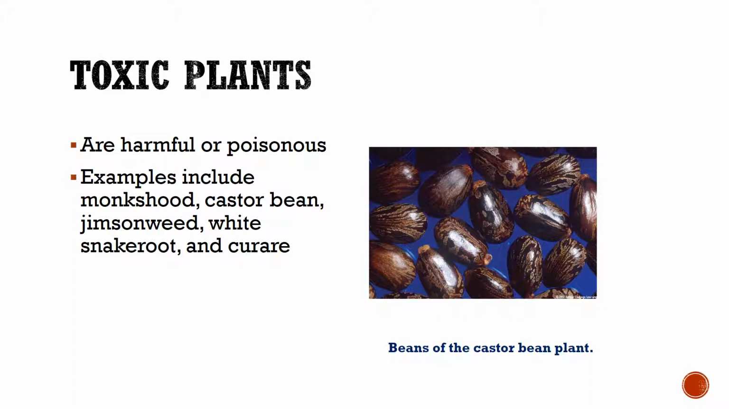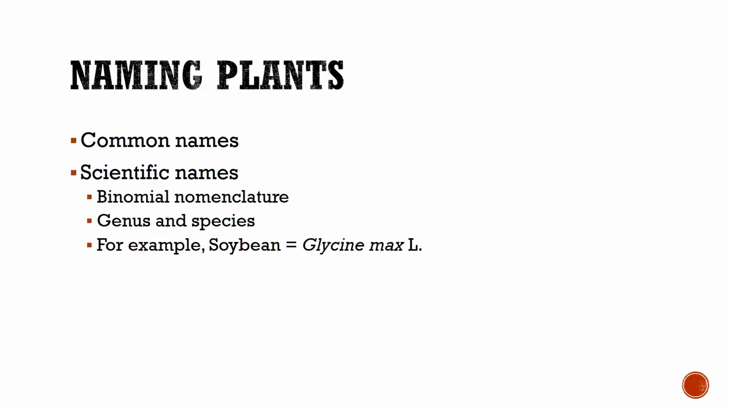Next, let's look at toxic plants. Anything that is considered a toxic plant, we consider to be poisonous or harmful or could actually cause death. To your right on your screen is a castor bean plant. Those can be very detrimental to both humans and livestock. Another really common toxic plant that we see is white snakeroot, and we're going to look at a lot of these in class. So just know that there are a lot of toxic plants out there that could be detrimental to both humans and livestock.